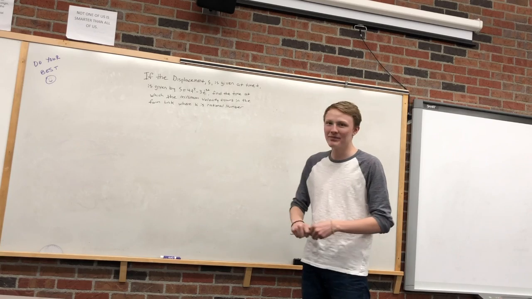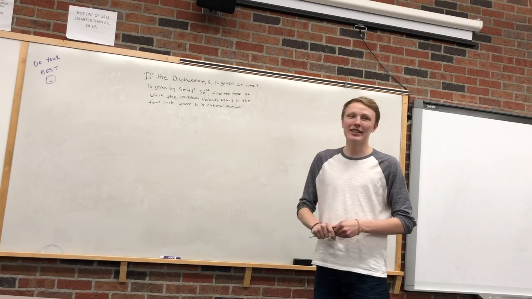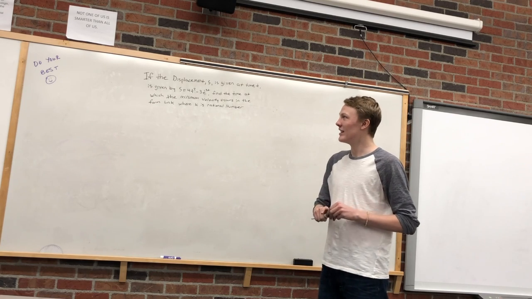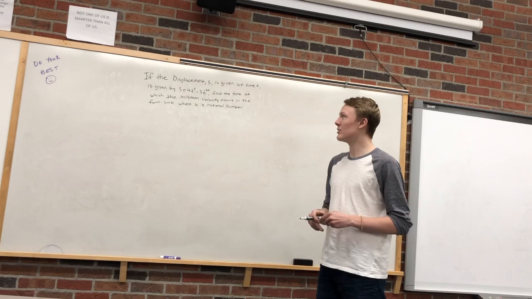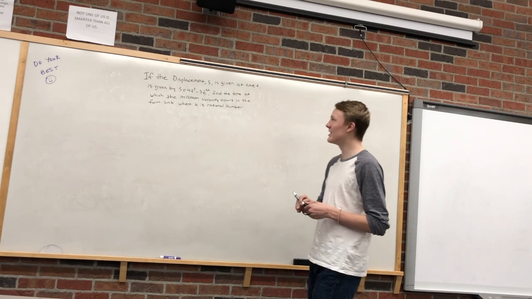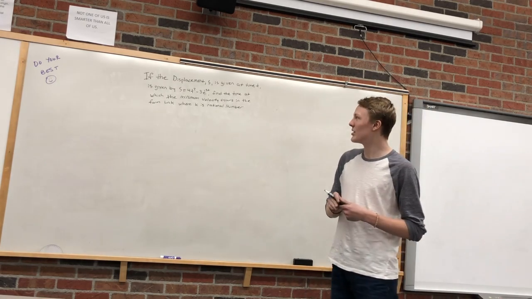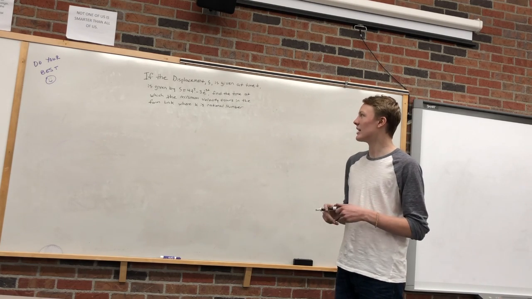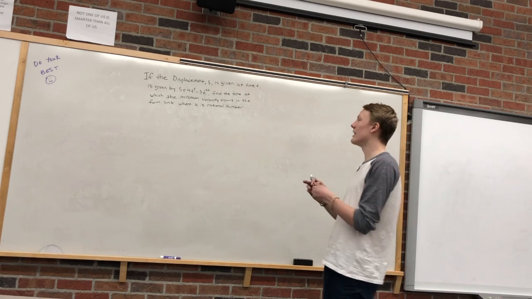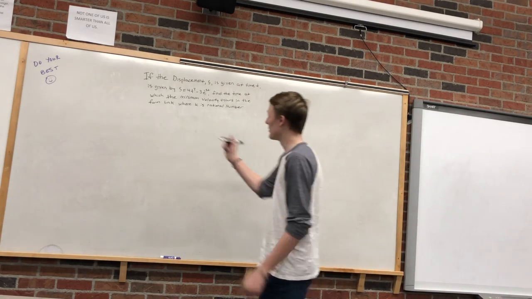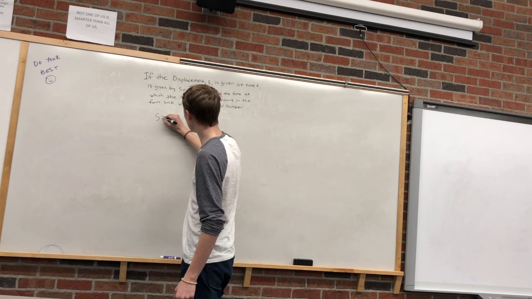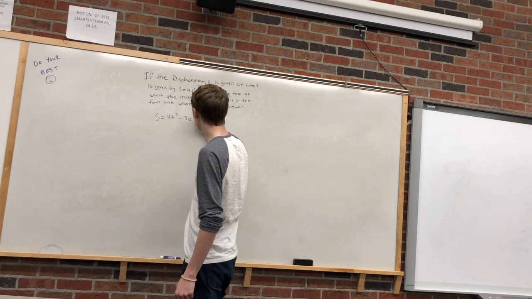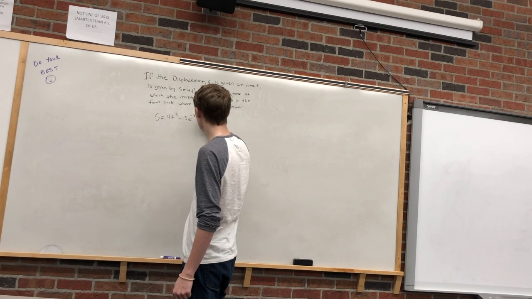This is another problem. So we have kinematics. If the displacement S at time t is given by the equation S is equal to 4t squared minus 3e to the negative 3t, find the time at which the minimum velocity occurs in the form ln of k, where k is a rational number. Alrighty, so first, I'm going to rewrite the equation.